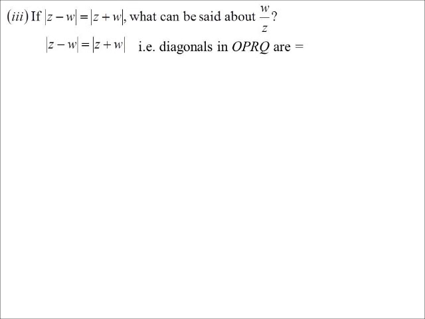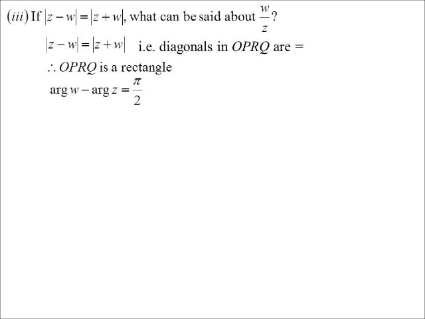Okay, square, rectangle. Is that the best we can do? I think it is. Square of course is more information, but we want the least level. We can't say it's a square because we don't know the modulus of z equals modulus of w. But we can say it's a rectangle because we know the diagonals are equal. So we now know OPRQ is a rectangle.